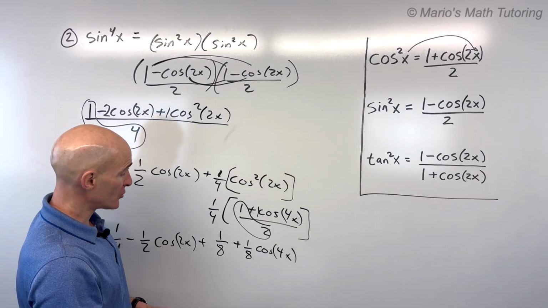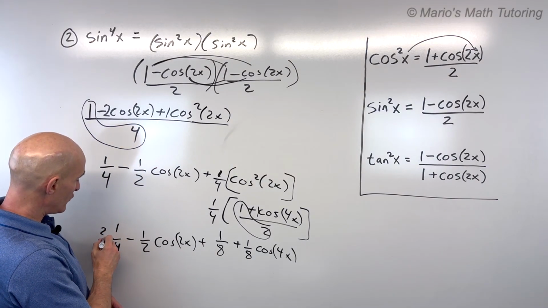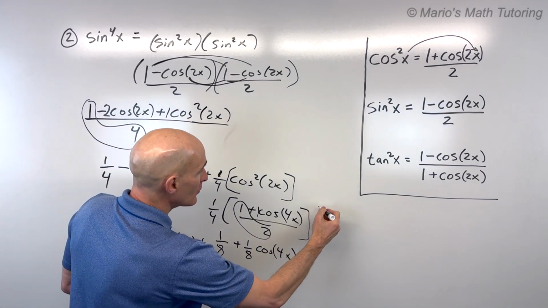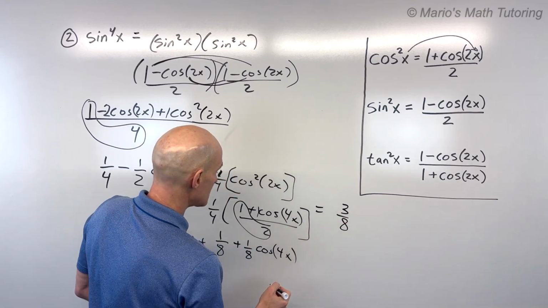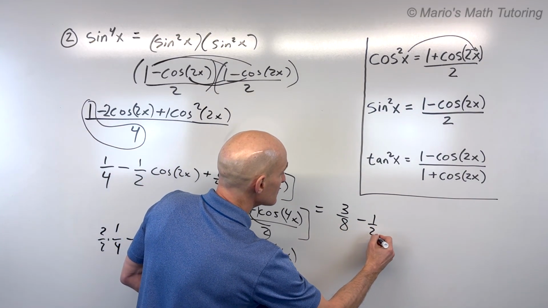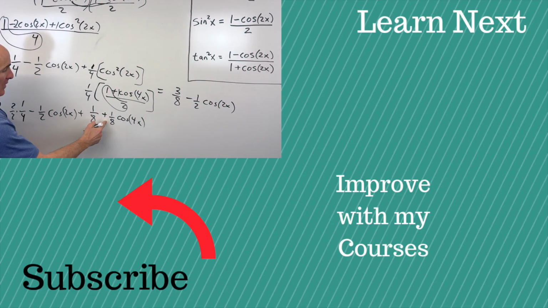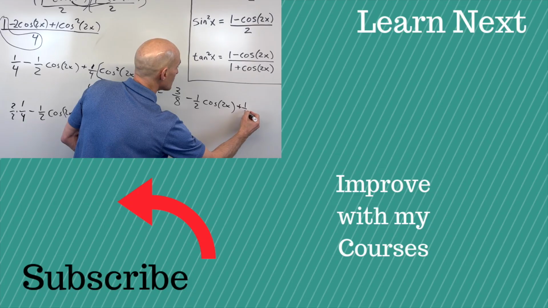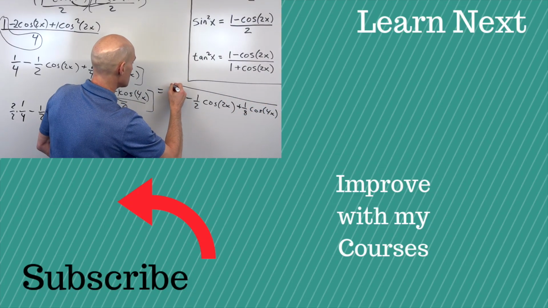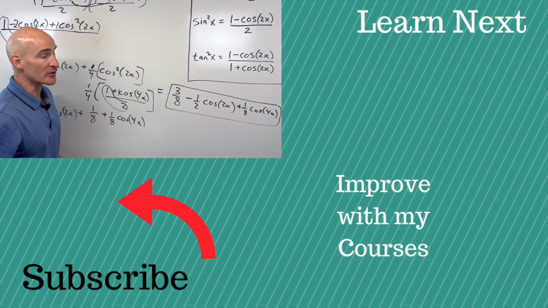Okay, so combining like terms now, this is very similar to the last one. We've got 1/8 and 1/4. We're going to multiply the numerator and denominator by 2. That gives us 2/8 plus 1/8, which is equal to 3/8. And now we have negative 1/2 cosine 2x plus 1/8 cosine of 4x. And now you can see everything is to the first power, cosine to the first.